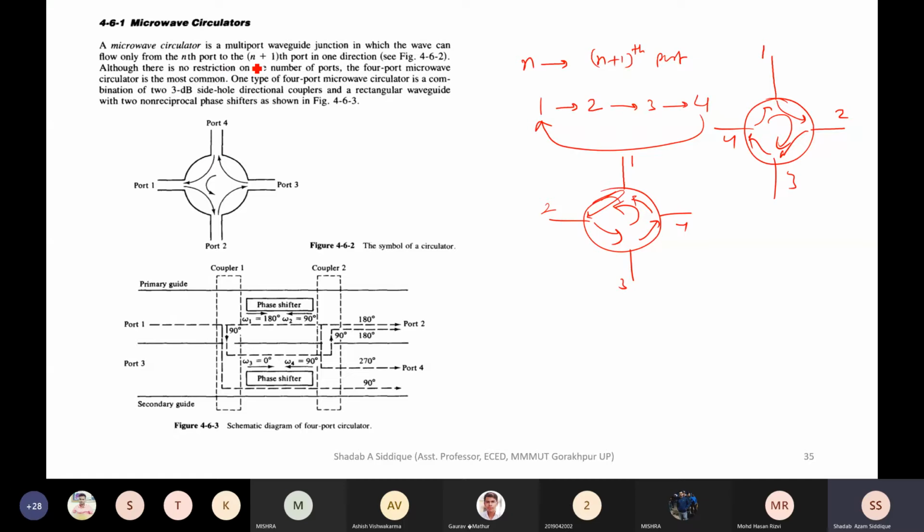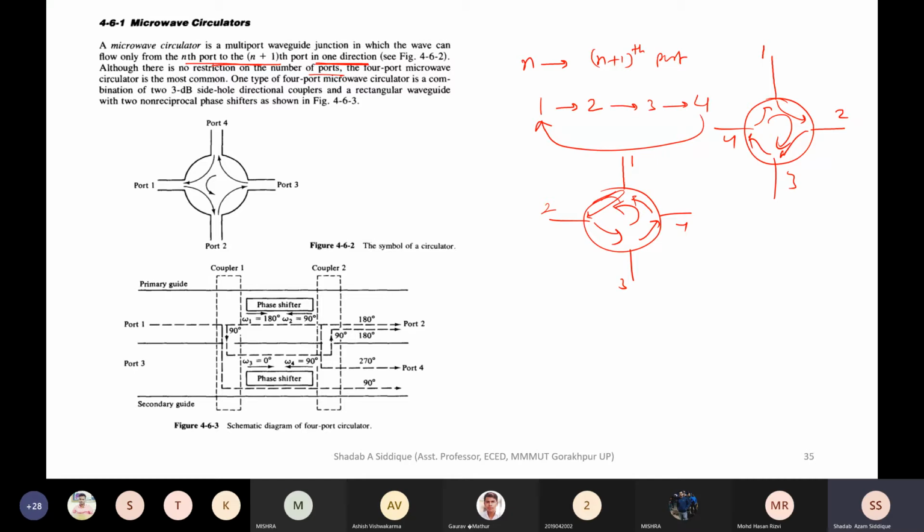Okay, so nth port to n plus 1th port in one direction. This is cyclicity, keep in mind. Although there is no restriction on the number of ports. As earlier, we had a restriction in the E plane T junction, H plane T junction, or EH plane T junction. We had a restriction: E plane T, H plane T have 3 ports, and EH plane T has 4 ports. So here the number of ports is not restricted. We can take any number of ports required for the application.